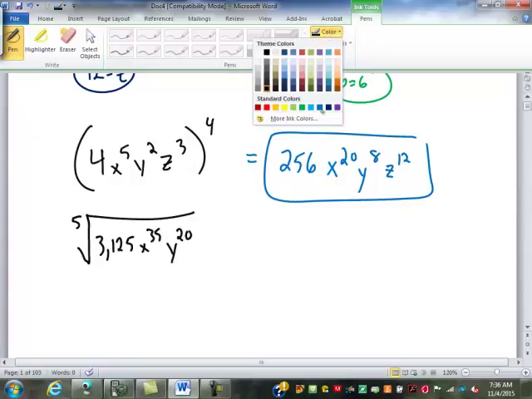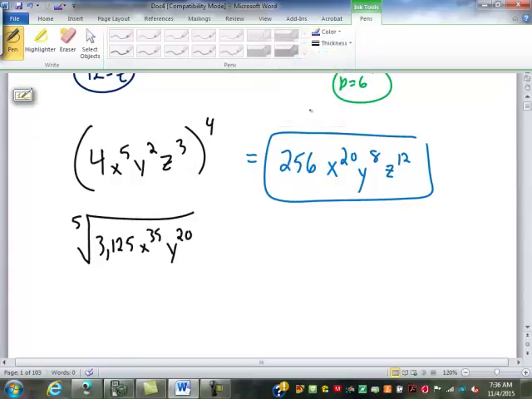How about something like this? Again, we got the 3,125. We actually have to take the 5th root of that, which will be 5. Very good.